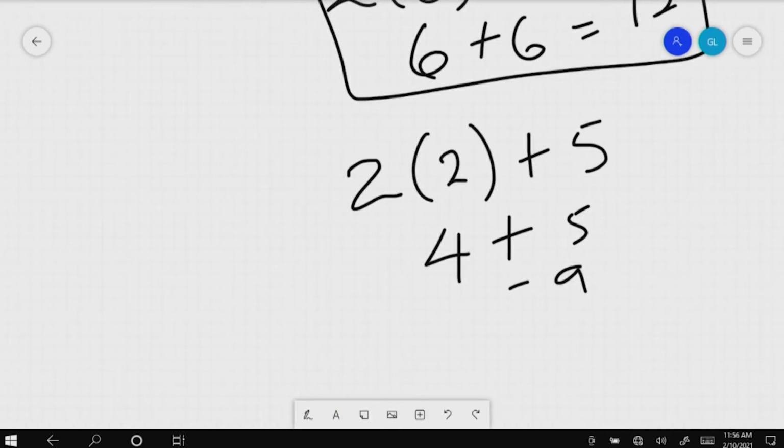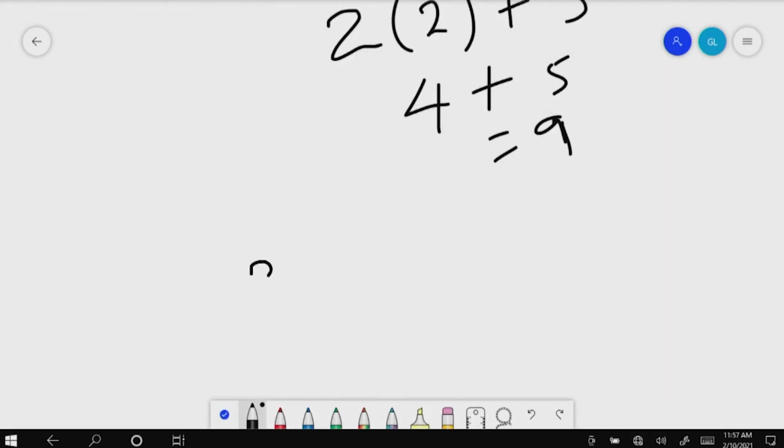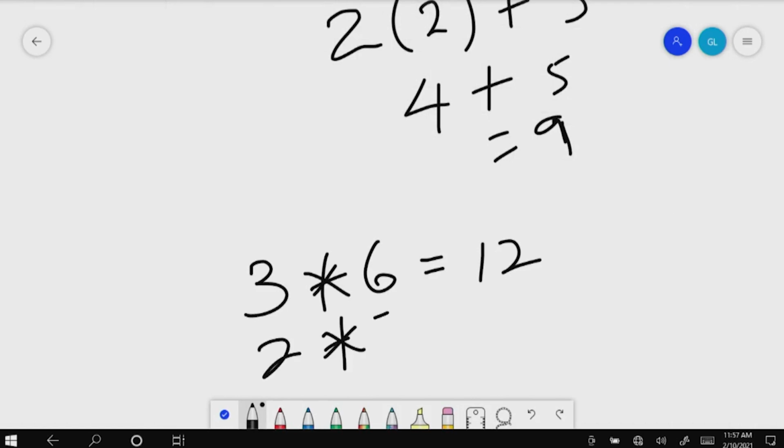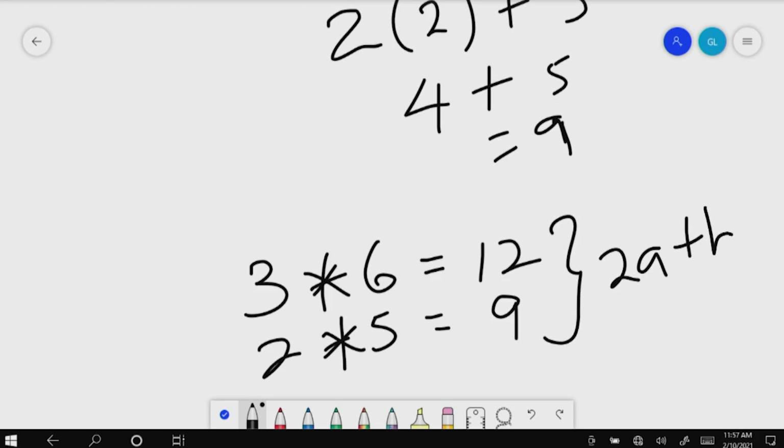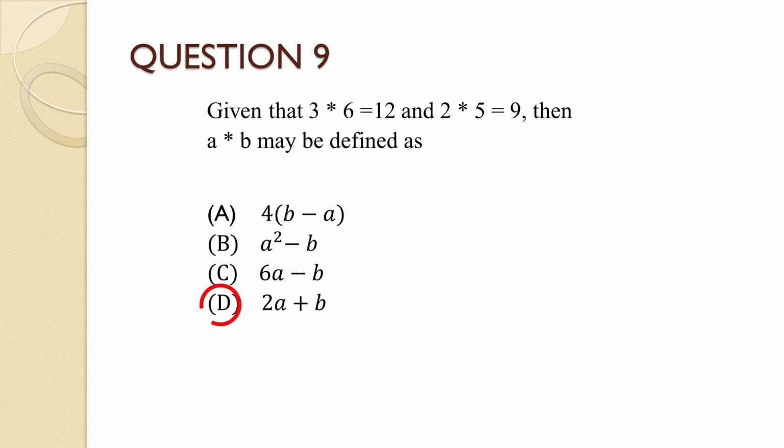Hence, the operation which satisfies 3 operation 6 should equal 12, and 2 operation 5, which is equal to 9, would have been 2 of A plus B, which would have been D, our solution.